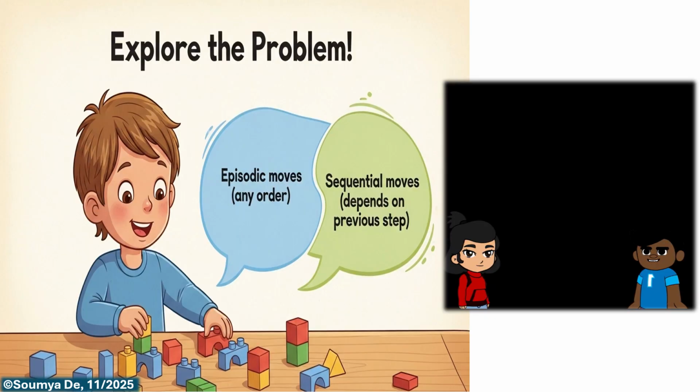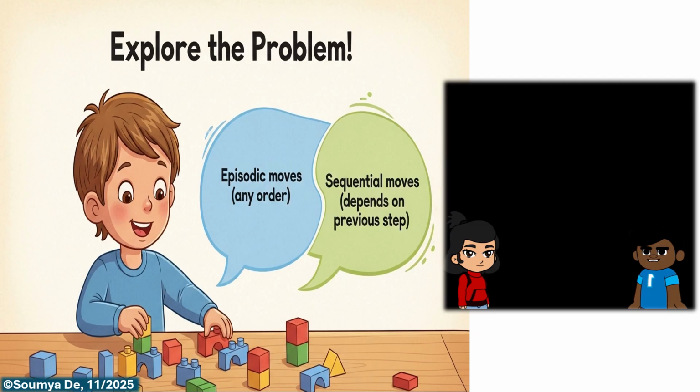Now we move to step 3, explore the problem. This means gathering everything you need and learning what you have. So go ahead, spread your building blocks on the table. Now ask, which blocks will I use? How many of each? Here, we'll also learn 2 types of moves. Episodic moves, order doesn't matter, like sorting colors. Sequential moves, order does matter, like stacking specific shapes. In many problems, AI needs to know which kind of moves it can make.